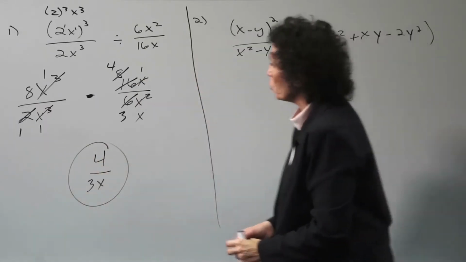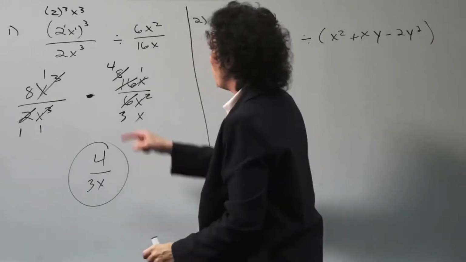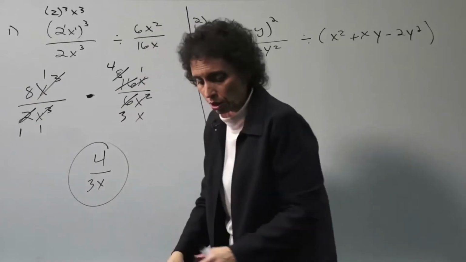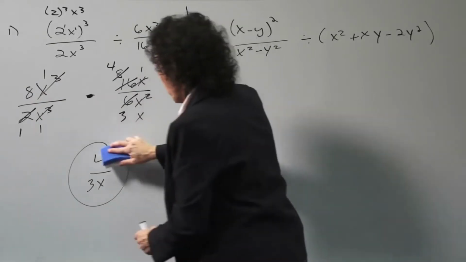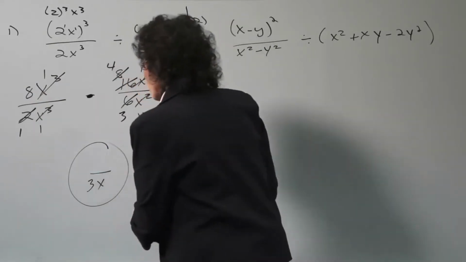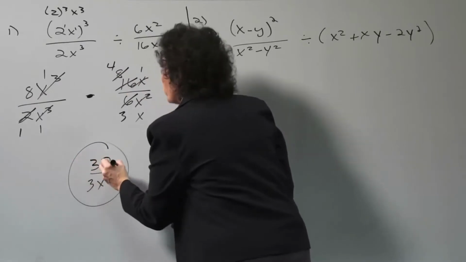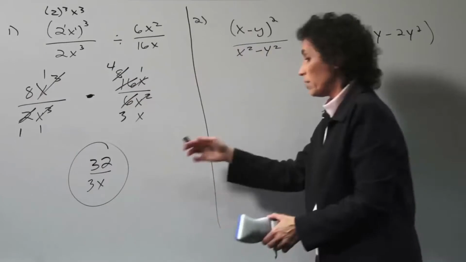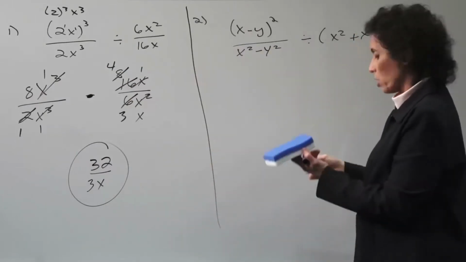Oh, nope, I screwed up. Help me when I screw up. There's an 8 here. This is what happens when you get old. You miss it. 8 times 4 is 32. I'm going to fix that for you right now. That's why I keep looking. That's why I like different colors. Remind me not to do that again. 8 times 4 is 32 over 3x. Now we're done. Okay, let's take a look at this one.